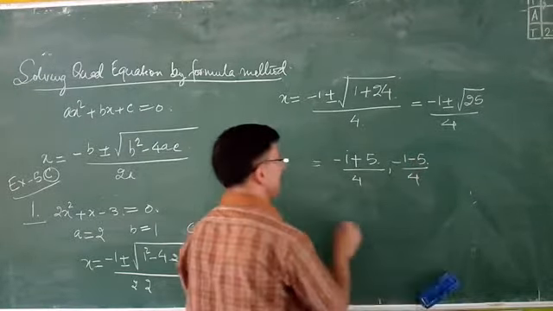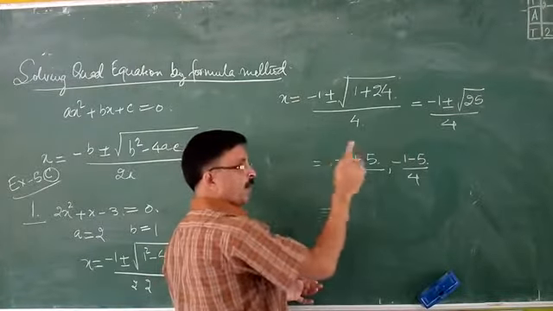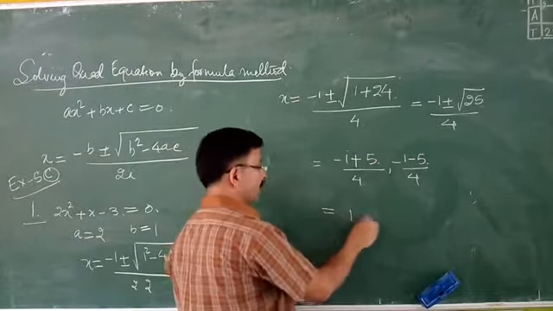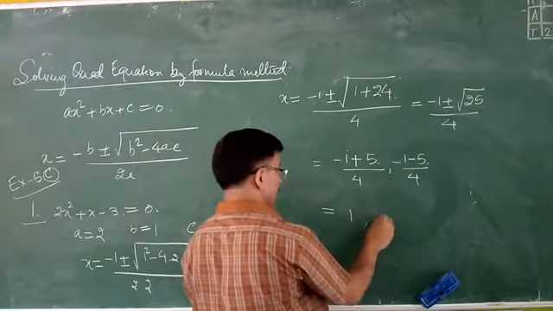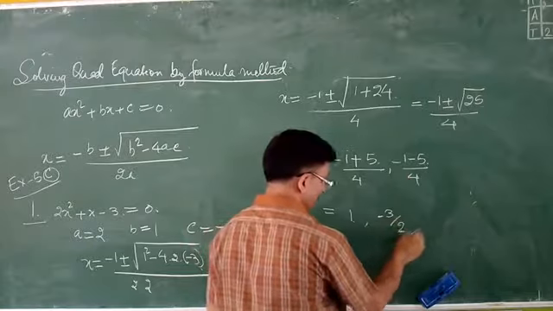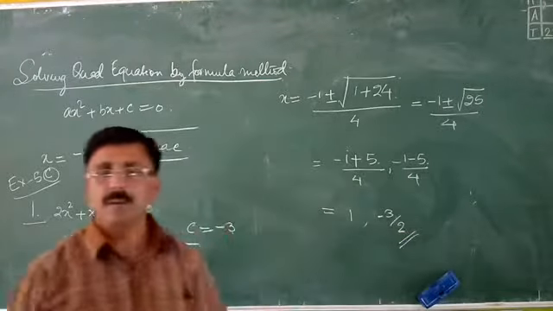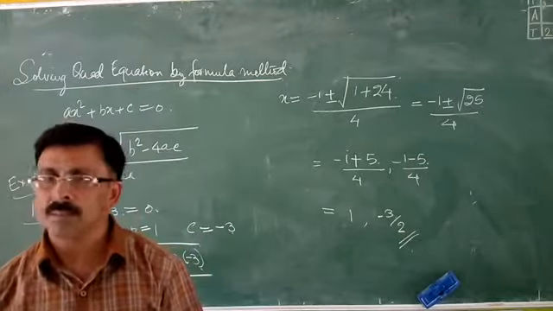Is this okay? Yes, sir. Now 5 minus 1, 4. 4 divided by 4, 1. Minus 5 minus 1, minus 6 divided by 4. Answer will be negative 3 over 2. And this is your answer. Is it interesting? Yes, sir. Thank you.